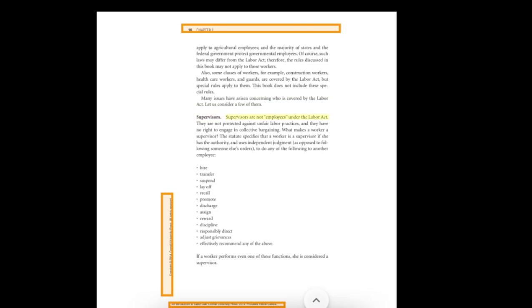Supervisors. Supervisors are not employees under the Labor Act. They are not protected against unfair labor practices, and they have no right to engage in collective bargaining. What makes a worker a supervisor? The statute specifies that a worker is a supervisor if she has the authority, and uses independent judgment, as opposed to following someone else's orders, to do any of the following to another employee: hire, transfer, suspend, lay off, recall, promote, discharge, assign, reward, discipline, responsibly direct, adjust grievances, or effectively recommend any of the above. If a worker performs even one of these functions, she is considered a supervisor.